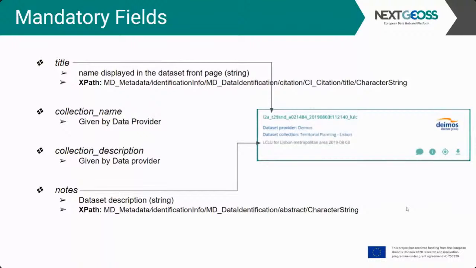Then you have two pieces of information that are provided offline, meaning not in the XML file. So it will be provided in the ticket that you open with the NextGEOSS cataloging team. So the collection name and the collection description. Okay. And then you go to a fourth field, which is the notes. So basically, you can see here the title corresponds to this field.